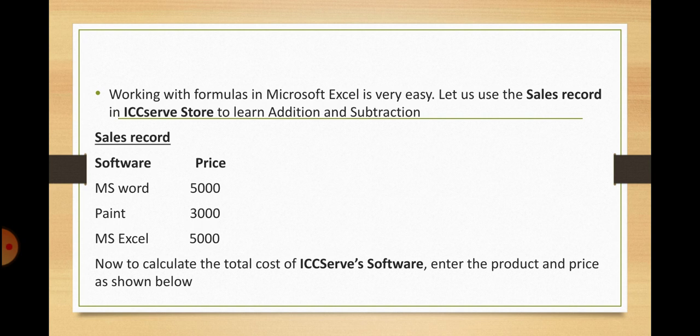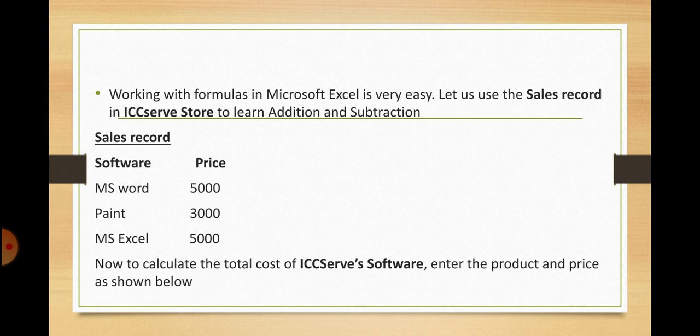ICC Store is a software store that sells different software. So here is their sales record. Their software are Microsoft Word, which they sell for 5,000 naira, Paint application, which is sold for 3,000, and MS Excel, which is sold for 5,000 naira. Now let's calculate the total cost of the software.